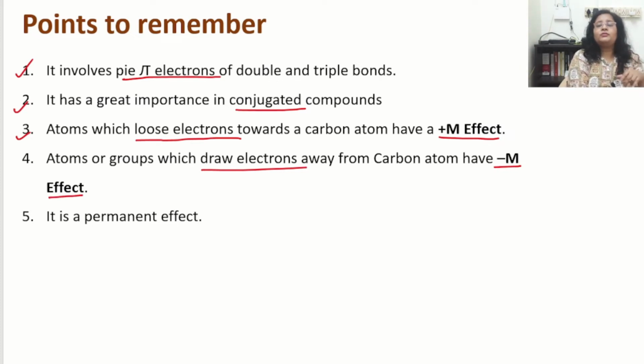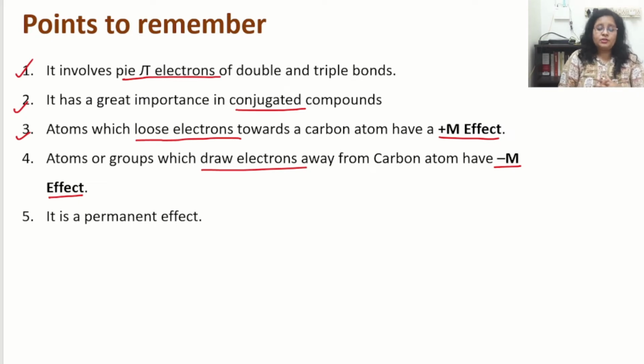So like inductive effect, here also mesomeric effect is of two types, plus M effect and minus M effect. When there is a transfer of electrons from the atom towards the conjugated system, this is called plus M effect, or the group which is doing this is called having a plus M effect.